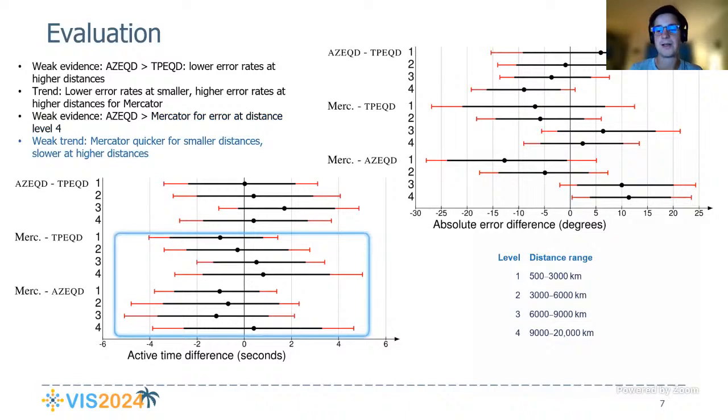Third, regarding time, there is a weak trend for Mercator projection being quicker for small distances, and the other projections being quicker for larger distances. In total, the participants found the direction task quite hard to solve, but especially so for the azimuthal equidistant projection.